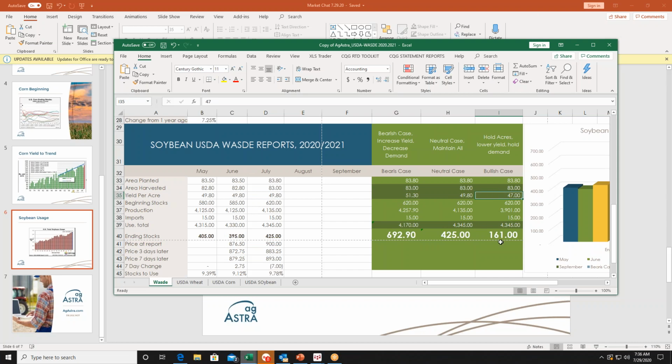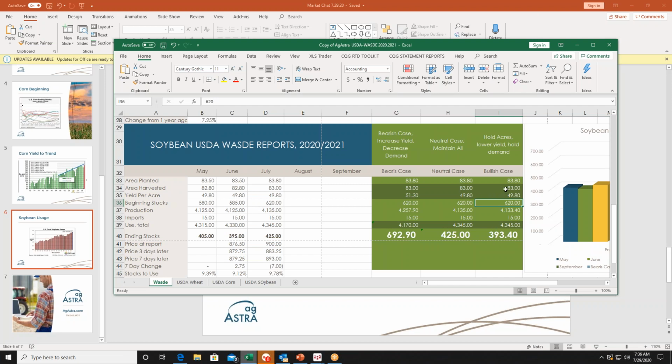Because if I change this number from 47, which is a 2.8 bushel an acre decrease against the USDA, and I change it back to the USDA numbers, right, now we're significantly higher.